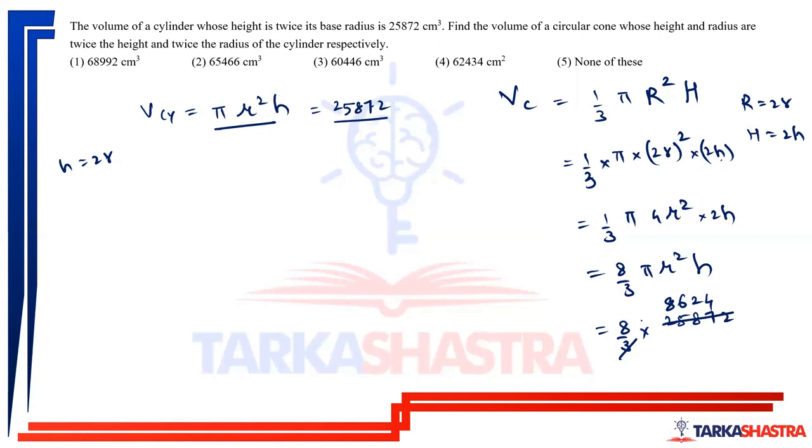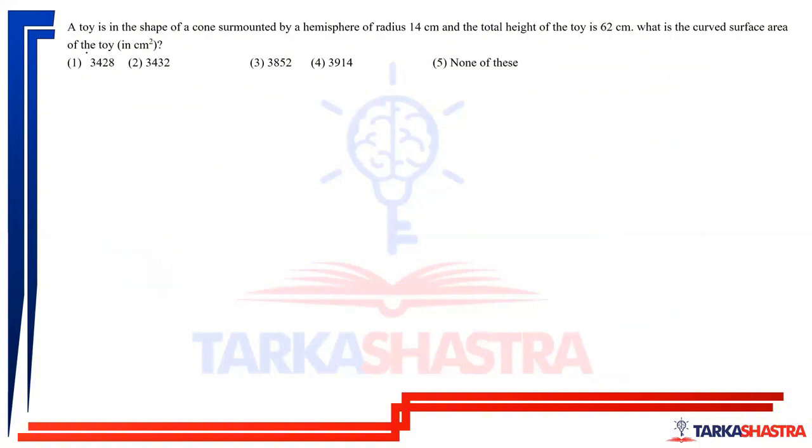And we just have to multiply it by 8. 8624 multiplied by 8: 4 times 8 is 32, write 2, carry 3. 2 times 8 is 16 plus 3, 19, write 9, 1 carry. 6 times 8 is 48, plus 1 carry, 49, write 9. 8 times 8 is 64, plus 4, 68. So 68992 centimeter cube. This is your volume of the cone.